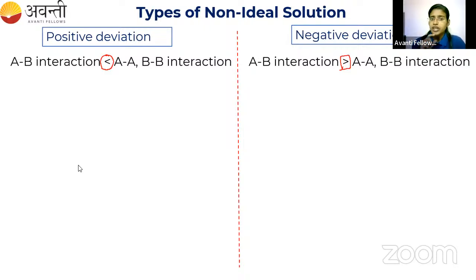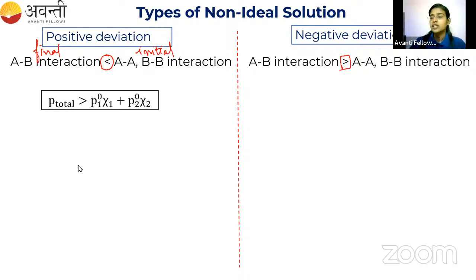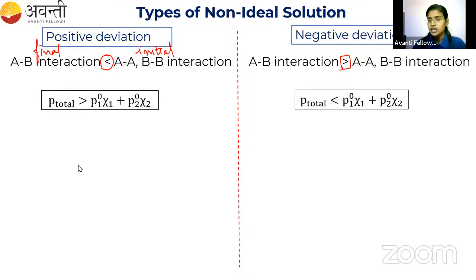If AB interaction is very less, AB is the final thing, right? AB interaction is the solution's interaction, which is the final, and AA and BB are the reactants, meaning initial. So final is less compared to initial, so the total vapor pressure will be more compared to the initial. Total vapor pressure will be more, and for the negative deviation it is just the opposite.